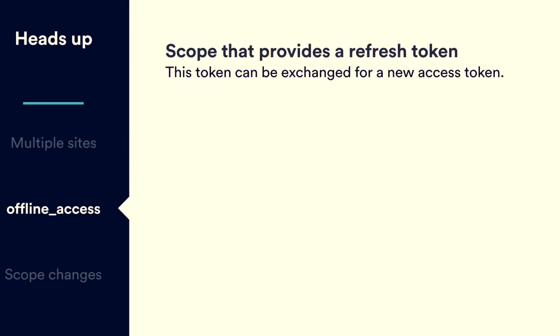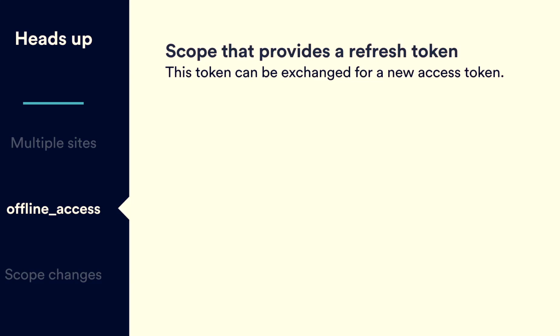Cool. Offline access. This is an OAuth thing, and it's a scope. It's not in the configuration page. You don't need to enroll into the scope, but it's something useful. You can request this scope in the authorization URL. So why would we use offline access?